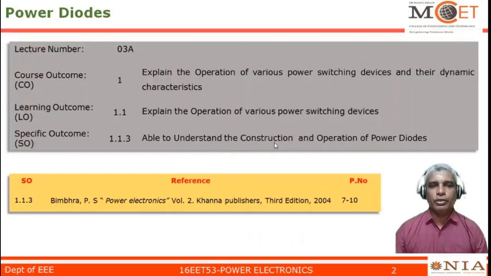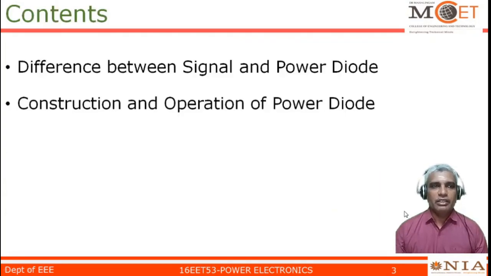In this video, we are going to cover a specific outcome: at the end of this lecture, we should be able to understand the construction and operating principle of a power diode. The reference for this outcome is Vimra, Power Electronics, and the corresponding page number is also given for further reading. In the beginning, we will understand the difference between a normal signal diode and a power diode, and later we will go into the construction and principle of operation of this power diode.